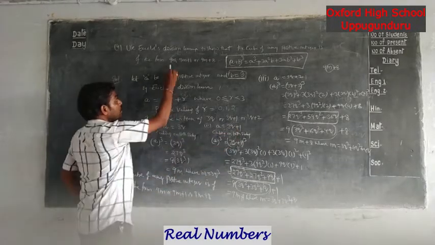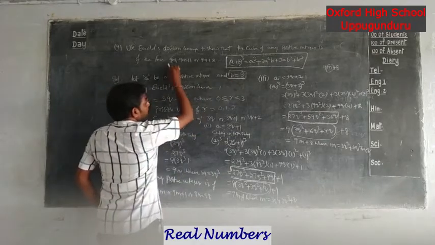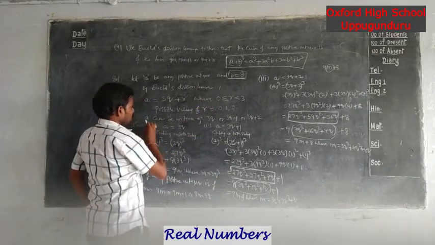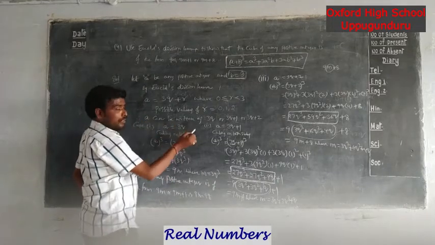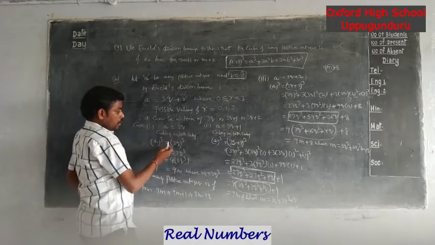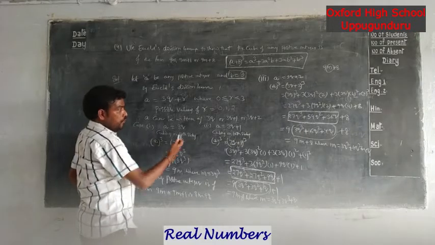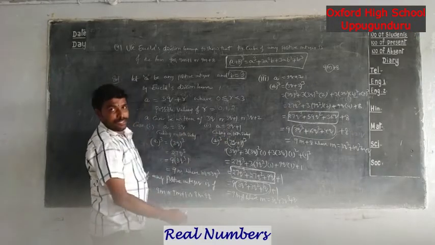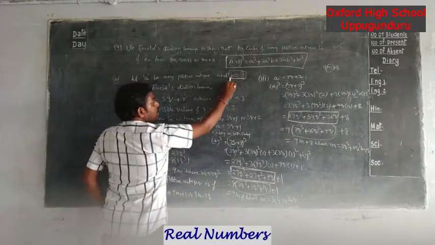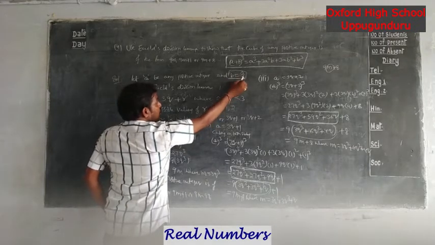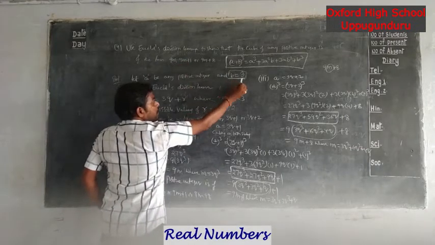Otherwise, if you consider the divisor as 9, you will get 9 values of a, and you have to check all the cube values of a for all those 9 cases. So that is a lengthy process. That's why we are considering b value as 3, and 3 is also a factor of 9.